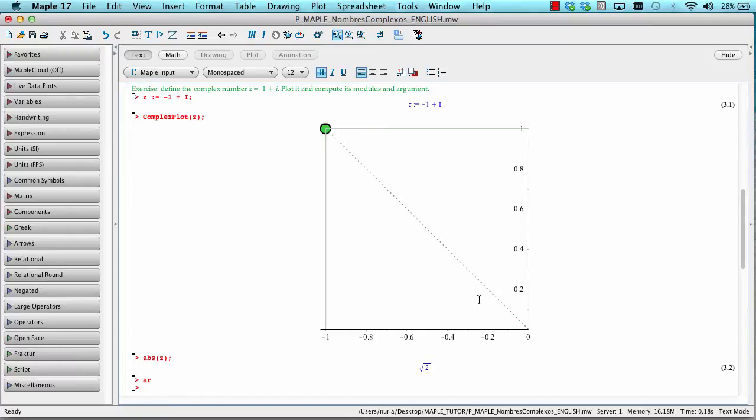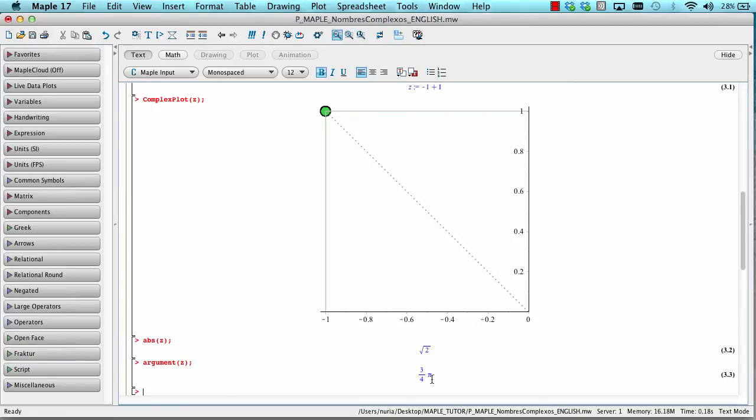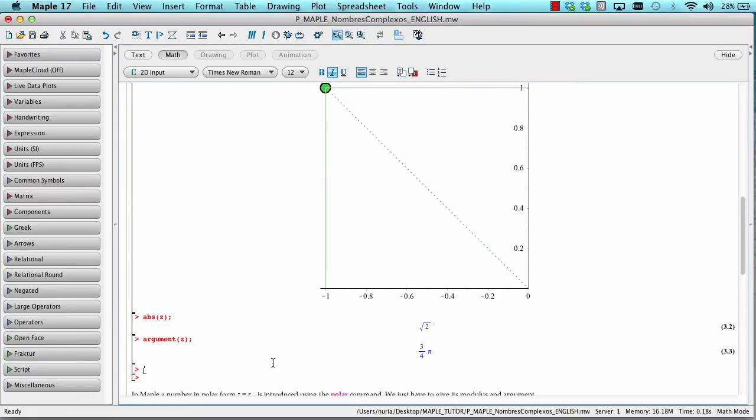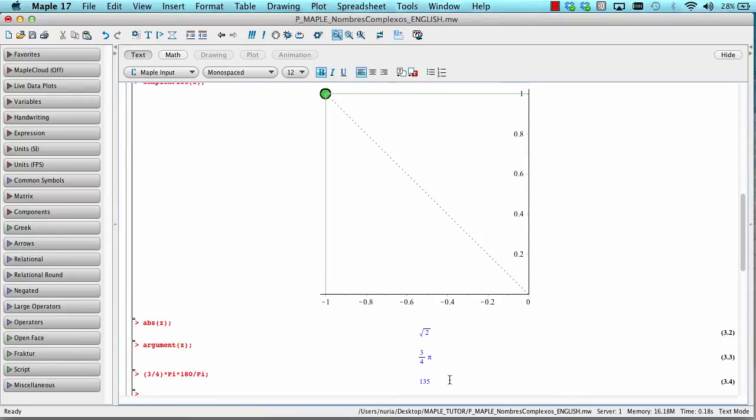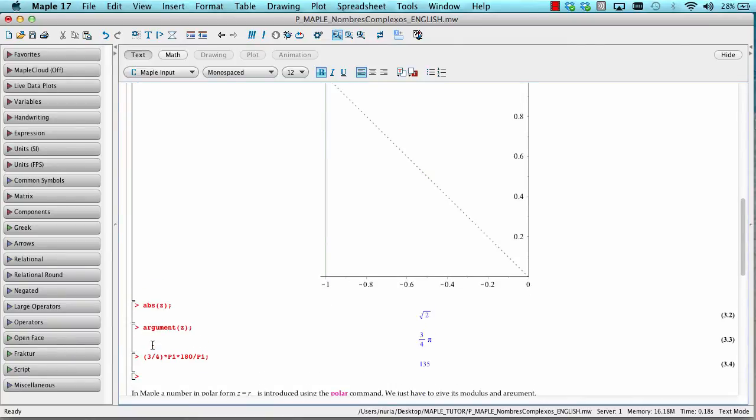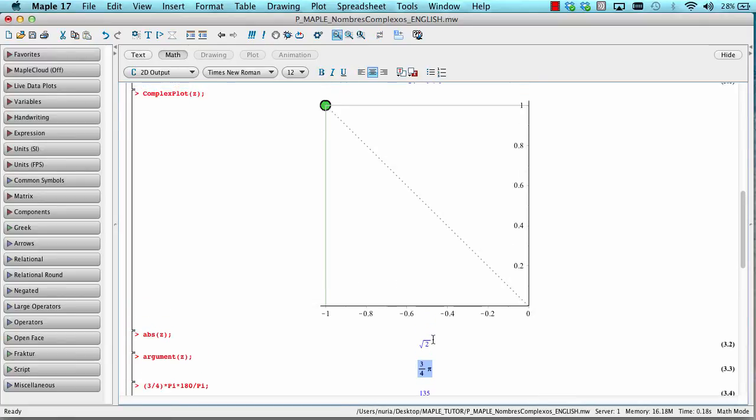Whenever you see the command appearing, you can just press the tab button and you get it. 3 pi quarters, remember that we are always working with radians, so we just copy this, paste it, multiply it by 180 divided by pi, and we get the 135 degrees that we were saying, okay? So this is the modulus, or magnitude, this is the argument, and the number in polar form would be square root of 2, argument 3 pi divided by 4, okay?